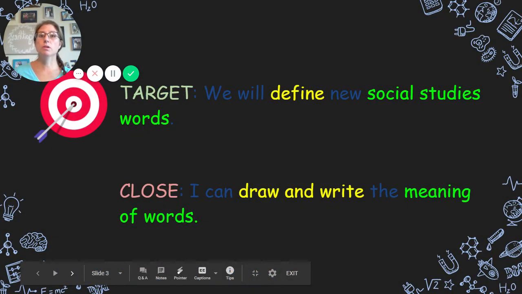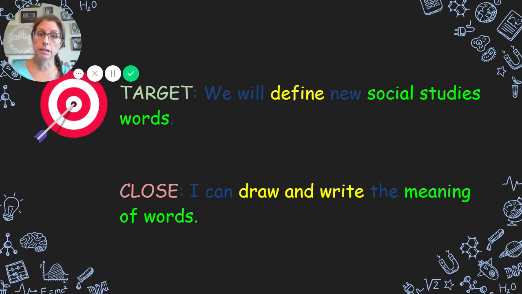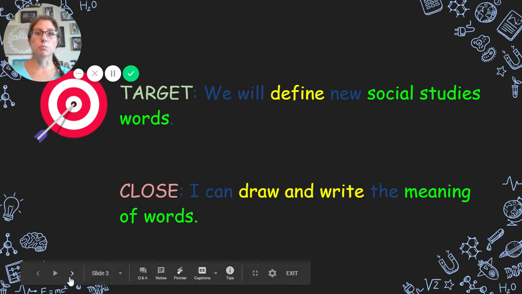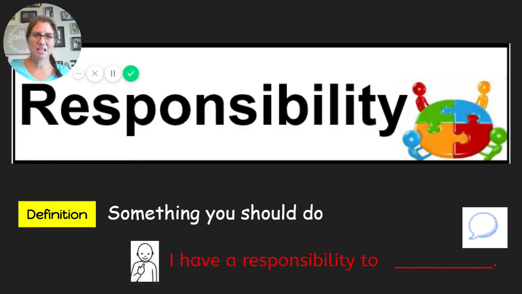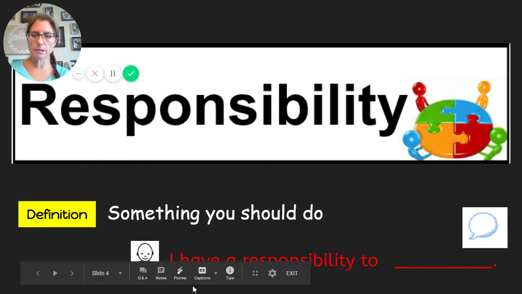Today's target is that we'll define, that means say the meaning of, new social studies words. At the end of our time together, you're going to draw and write the meaning of some new words. Let's look at one together. This is the word responsibility. I'm going to use a red dot to show you where I want you to look on the screen.